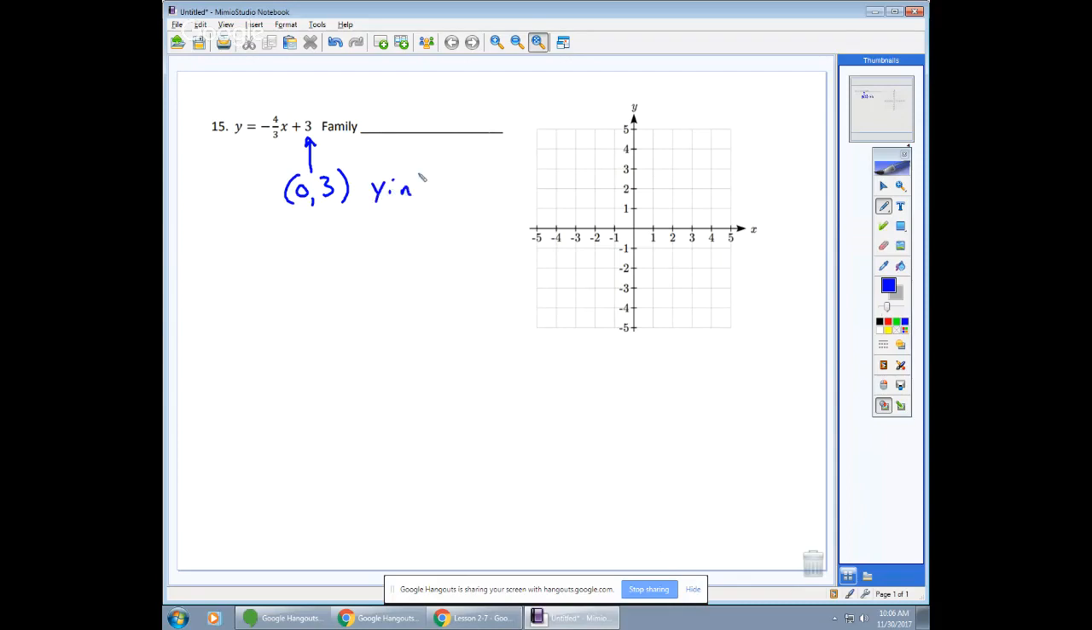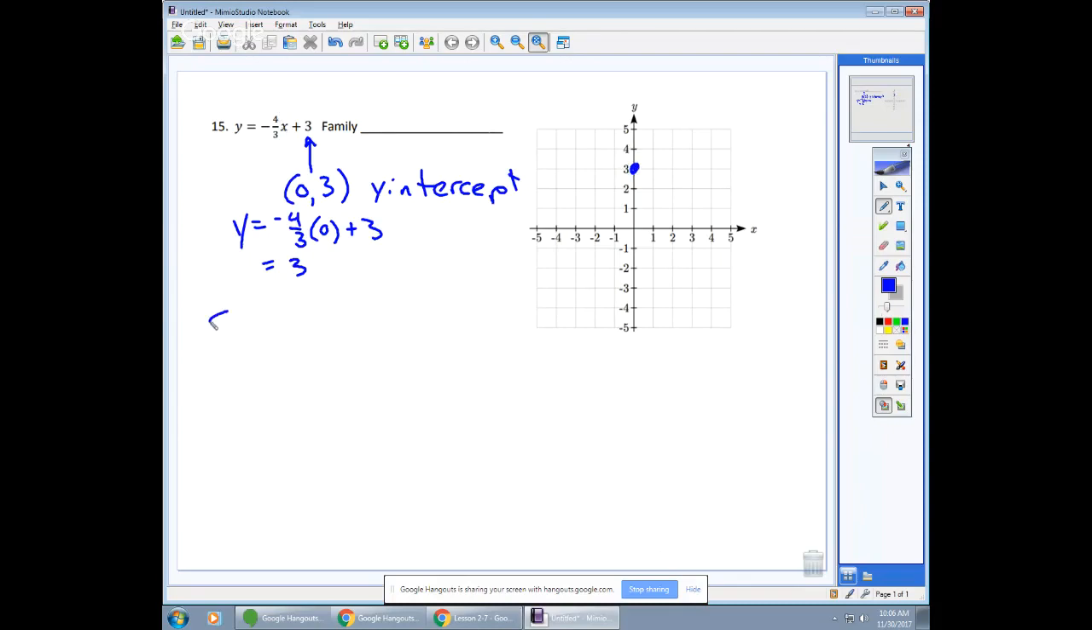intercept. So where it hits the y-axis. And double check: when you plug in 0, anything times 0 is 0, plus 3 gives you y equals 3. So I automatically get that point right there.